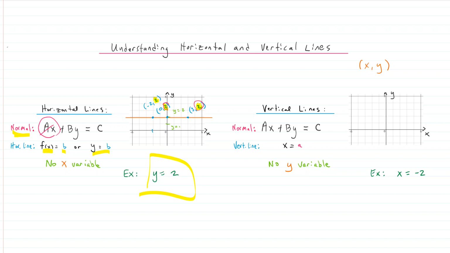So let's look at the vertical lines. We have our normal equation, which is ax plus by equals c, and with the vertical lines, we have no y. So that means we take this y portion and we get rid of it. We just have the x and then the constant. If we looked at this in terms of an example, say our example is x equals negative 2. Where is x equals negative 2? Well, here x is 0. Here we have x equals negative 1. And the next hash mark would be x equals negative 2.